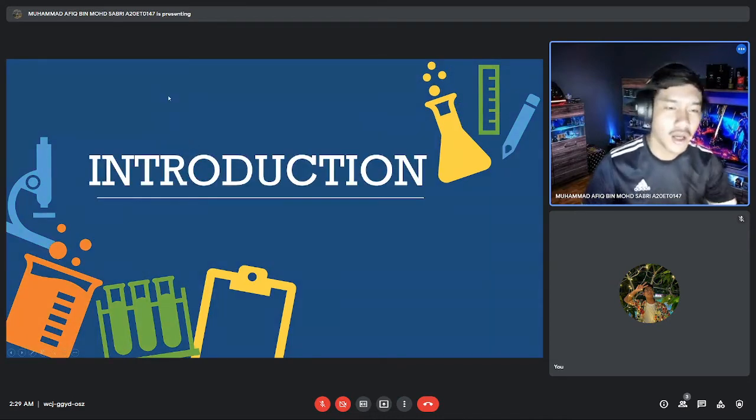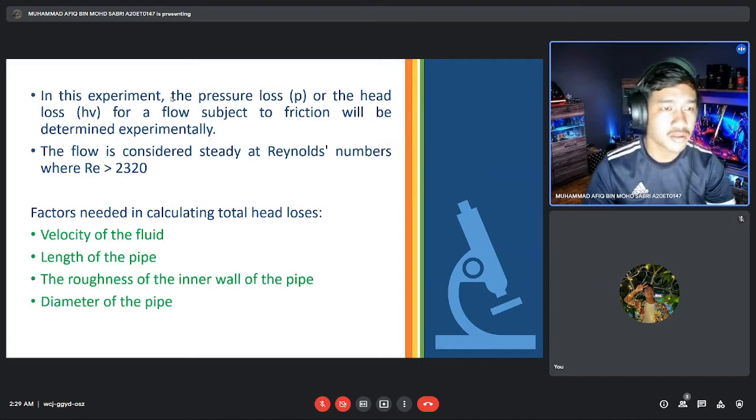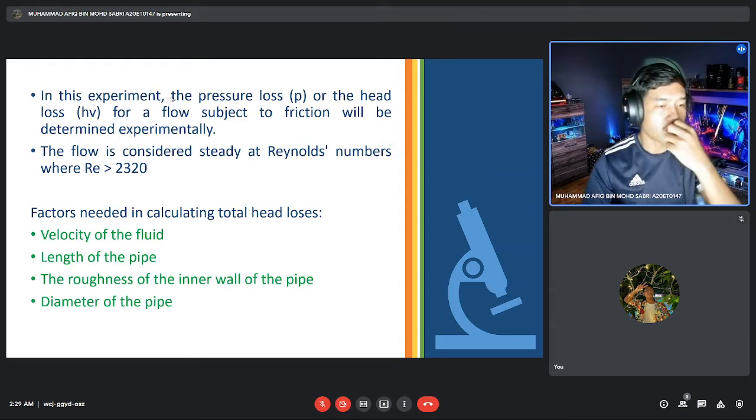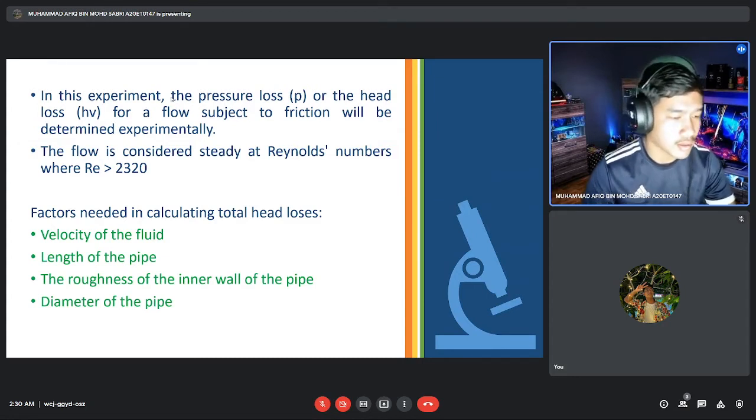Okay, first of all, I will present about the introduction for this experiment. In this experiment, the pressure loss or the head loss for a flow subject to friction will be determined experimentally. The flow is considered steady at Reynolds numbers where Re is greater than 2320. Factors needed in calculating total head loss are velocity of the fluid, length of the pipe, the roughness of the inner wall of the pipe, and the last, diameter of the pipe.